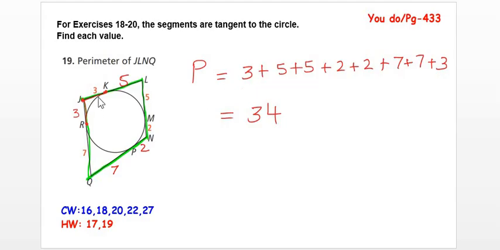Here is the answer for this question. You can check that this one is 3, so this measurement will be 3. If this one is 5, the other side of the segment will also be 5. Here 2 and 2, and then 7 and 7. So when you add all these numbers together, it will give you the perimeter of this quadrilateral, that is 34.